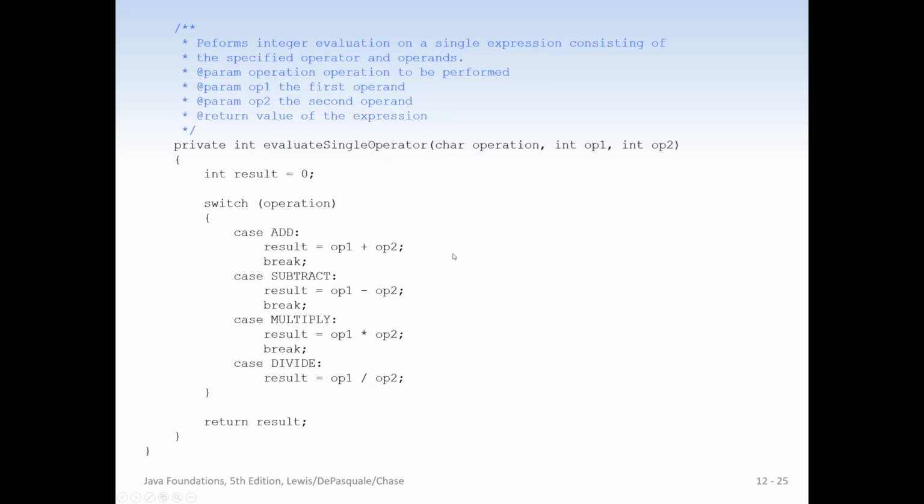Pretty straightforward. So evaluate single operator: we take the operation, the int operand 1, and int operand 2. We say the result starts as 0. We switch on the operation. If it's an add, we add. If it's subtract, we subtract. This is pretty straightforward. We use this case statement, and then we return the result. We just do whatever operator was passed in to evaluate single operator. So this should be pretty straightforward to you guys.